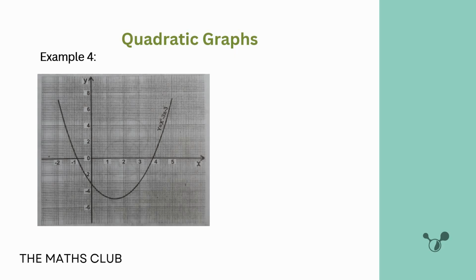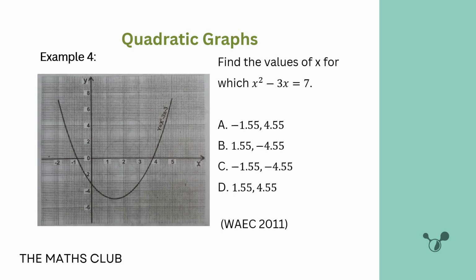Now, the next question tells us that given this graph, we have to find the value of x for which x squared minus 3x is equal to 7. This particular kind of question is always very sweet because it's more visual. The graph is x squared minus 3x minus 3, but we're told x squared minus 3x is equal to 7. So we have to first write in terms of this.